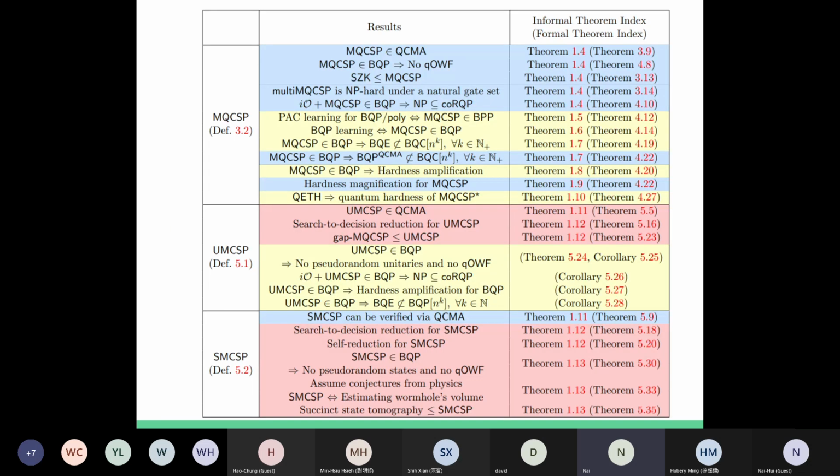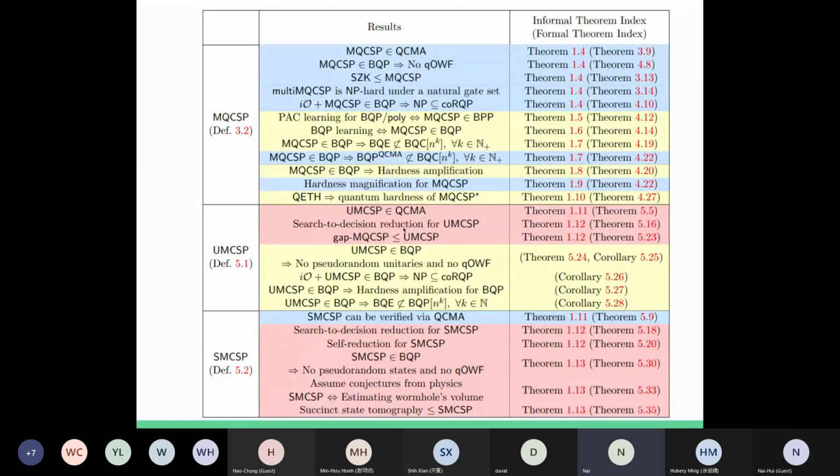Okay, so here are all the results we have about these three MCSP problems. We are not going through all of them, but later, if you are interested in this table, I can say something about them. The blue ones are results which are easily generalized from the classical result, and the yellow ones are results where you need additional techniques in quantum computing, but they do have classical analogous results.